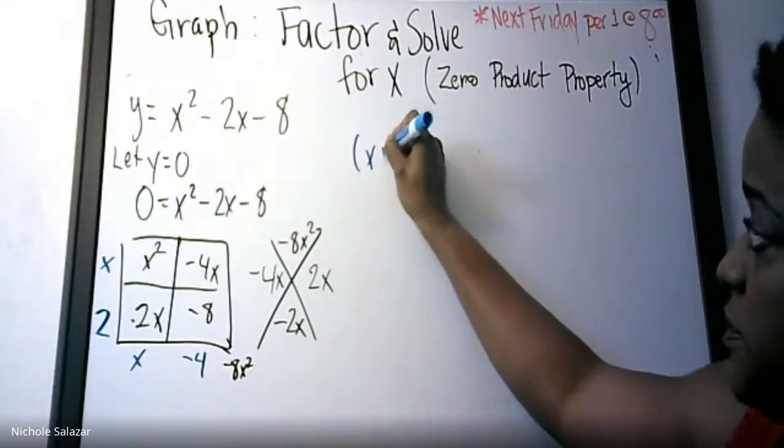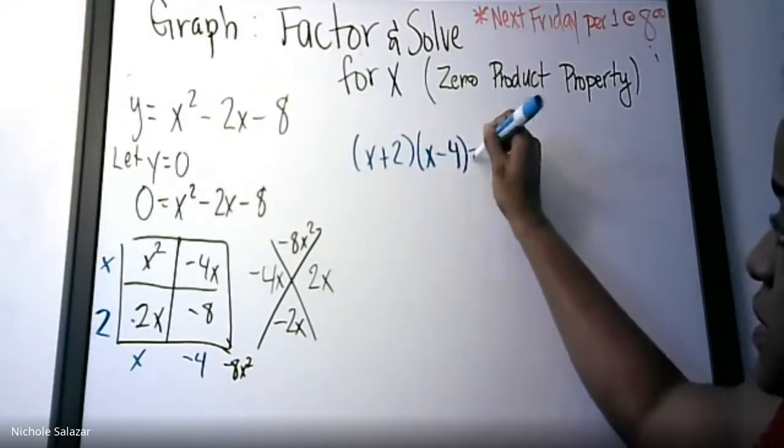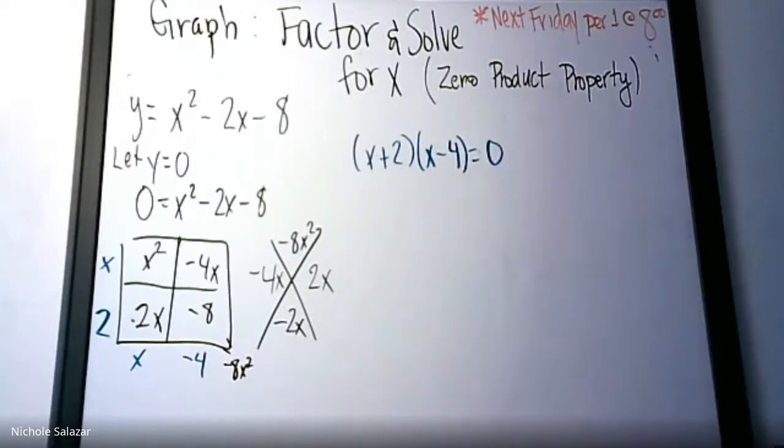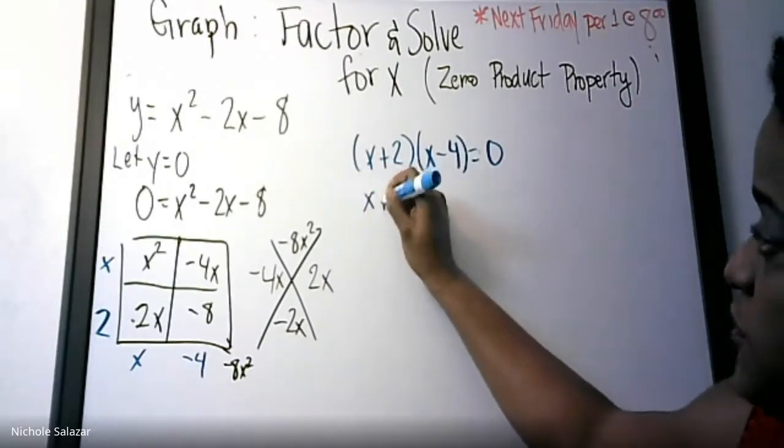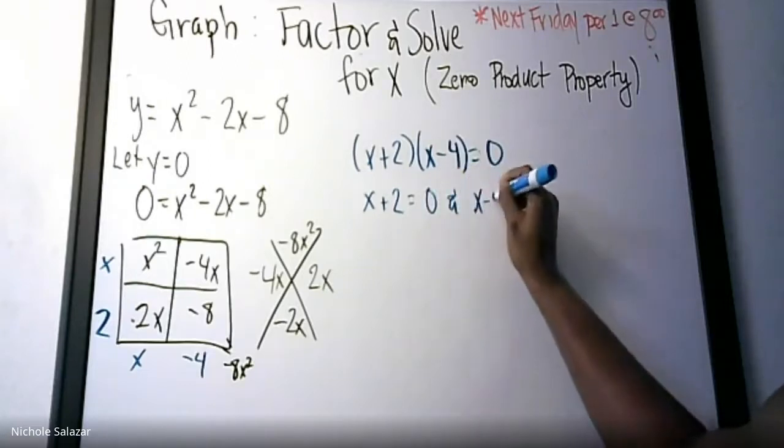All right, so now we write our factored form equal to 0. We do x plus 2 times x minus 4 equals 0. Please write that down. Now we want to set it equal to 0 for both binomials. x plus 2 equals 0 and x minus 4 equals 0.